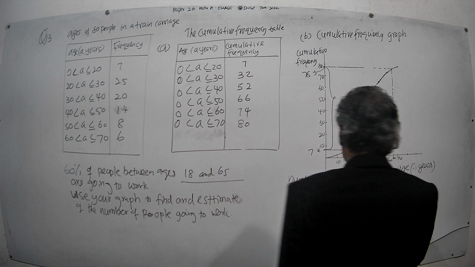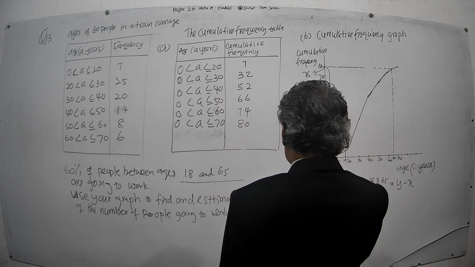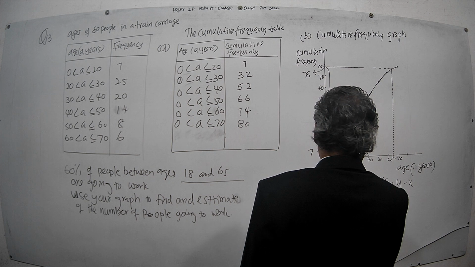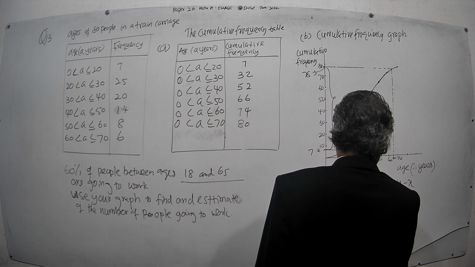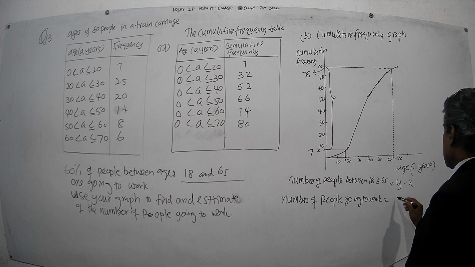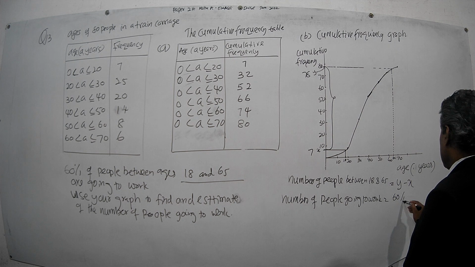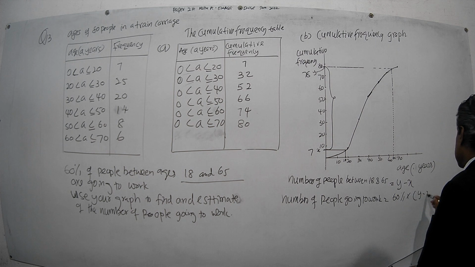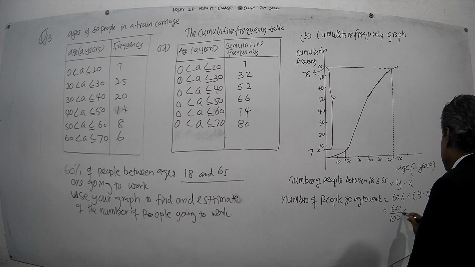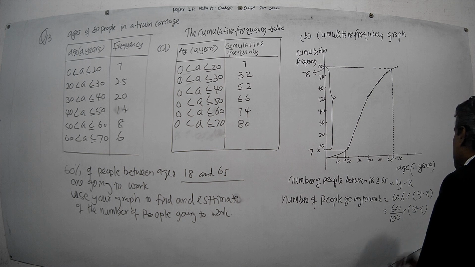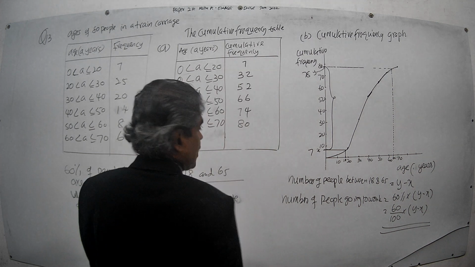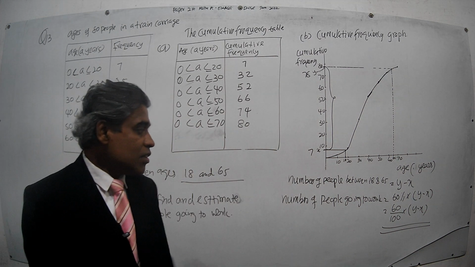And how do you calculate that? The number of people going to work equals 60% of this amount, that means 60% of y minus x. How do you calculate? 60 over 100 into y minus x. You calculate that, and this will give you the answer. Okay, that is how you do it.